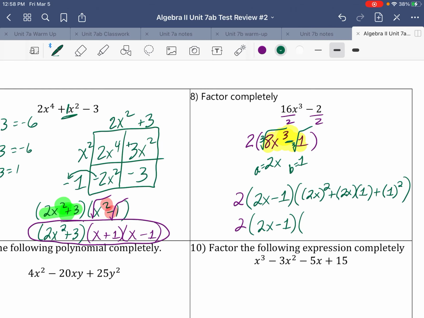Two x squared ends up being 4x squared, plus 2x times 1 is 2x, and 1 squared is 1. There's your final answer.